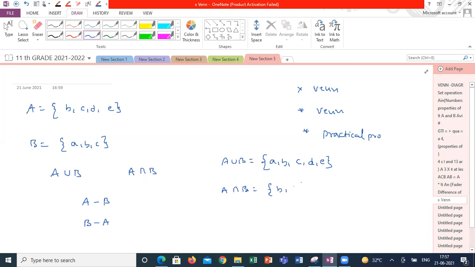Next, A intersection B. B, C. And A difference B. D, E. And B difference A. Empty set. I will explain how to write the difference using union and intersection symbols in the next class, along with Venn diagrams.